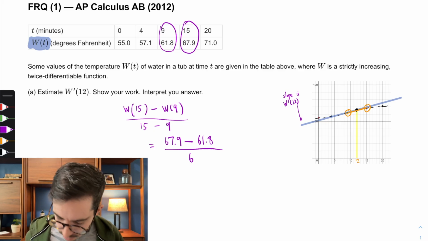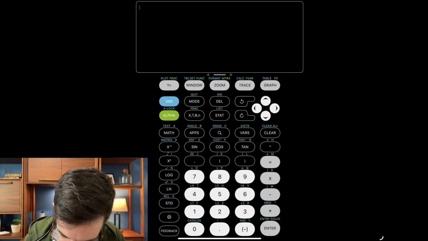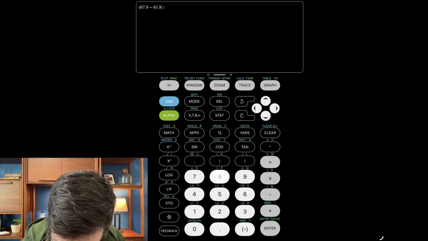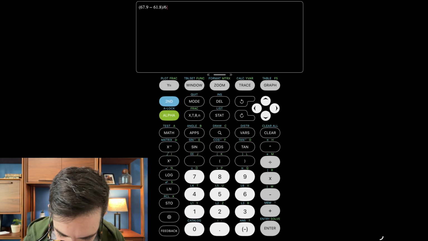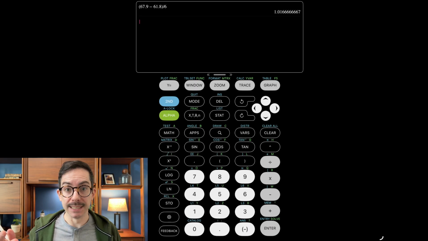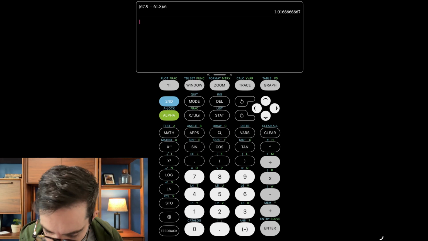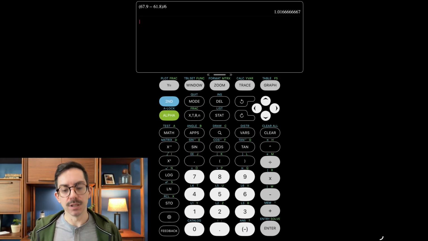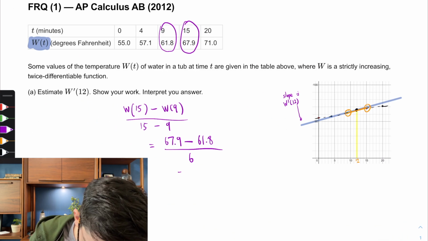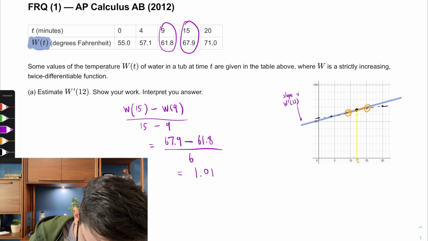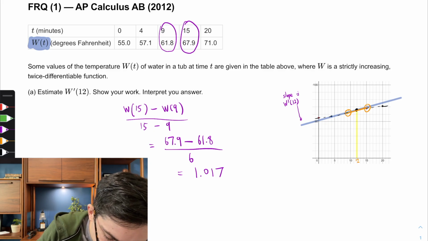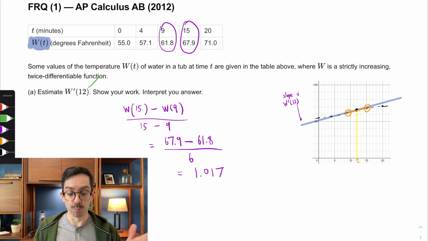And if I go onto my calculator, that's 67.9 minus 61.8 all divided by 6, which gives me this long, probably infinitely extending decimal, but if I'm rounding to 3 decimal places, that'll be 1.017. So that is 1.017. So that is my approximation. I've estimated that value. I've certainly also shown my work.